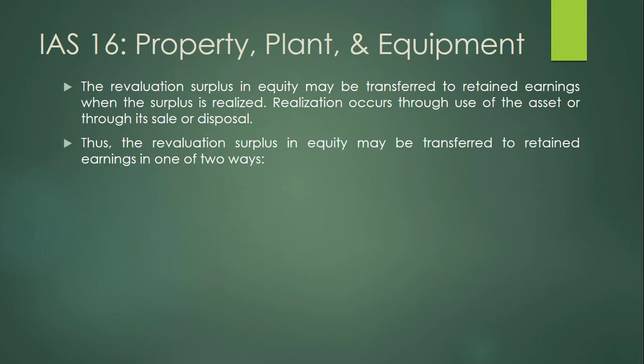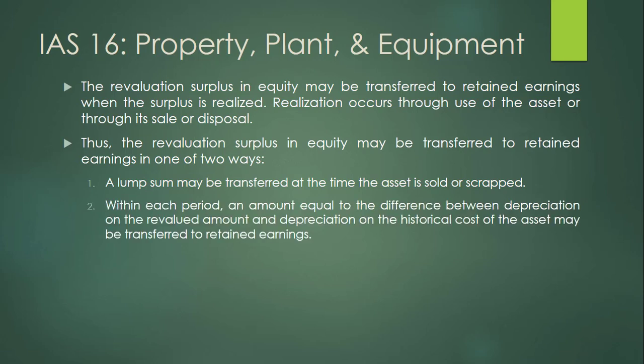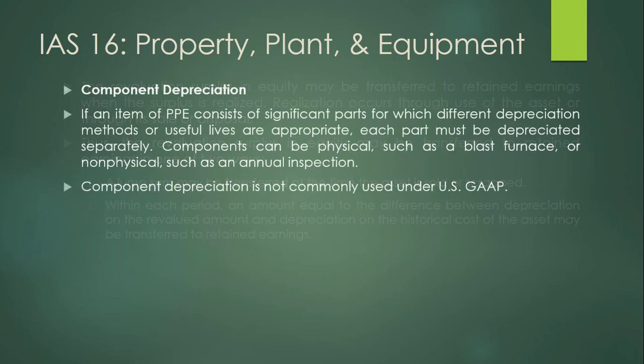The revaluation surplus in equity may be transferred to retained earnings when the surplus is realized. Realization occurs through the use of the asset or through its sale or disposal. So, the revaluation surplus in equity may be transferred to retained earnings in one of two ways. A lump sum may be transferred at the time that the asset is sold or scrapped, or within each period, an amount equal to the difference between depreciation on the revalued amount and depreciation on the historical cost of the asset may be transferred to retained earnings.